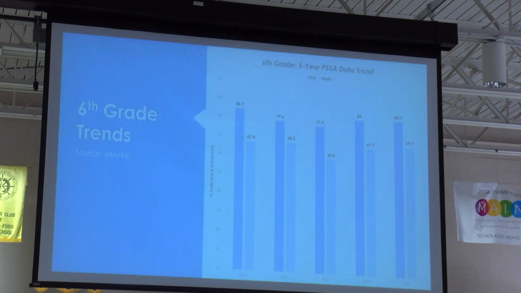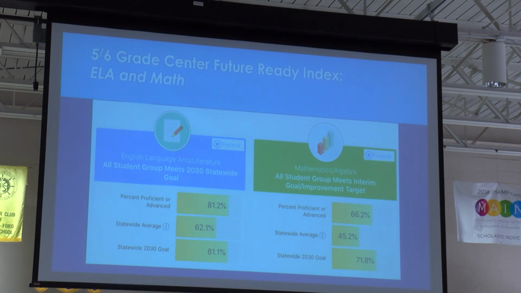This represents our 6th grade trend. Again, these are moving from 2015 to 2019. These are different groups of students that we're looking across the board. When we really hone into it, we find that our English language arts, we are meeting the 2030 statewide target, and that we are approaching the 2013 target, which is showing that we've already met the interim target as well.